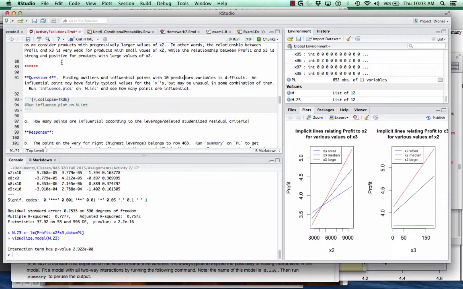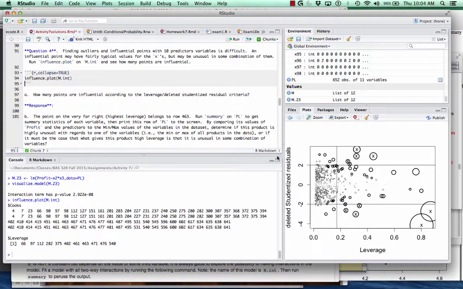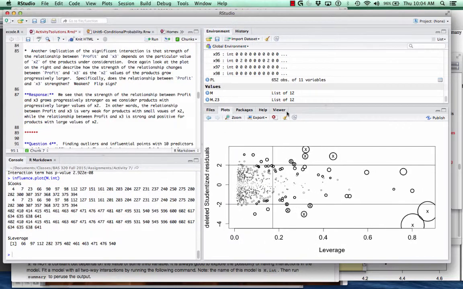All right, so question 4 now asks to see if there are any influential points in the data set, because we know that not all points have the same amount of influence when determining what the regression model looks like, and it's a good idea to make sure that we don't have any data errors going on. So what we look at is the influence plots of the model, and in this case we're looking at the model with all the interactions. So we'll plot this, and I'm going to make this a little bit bigger here.